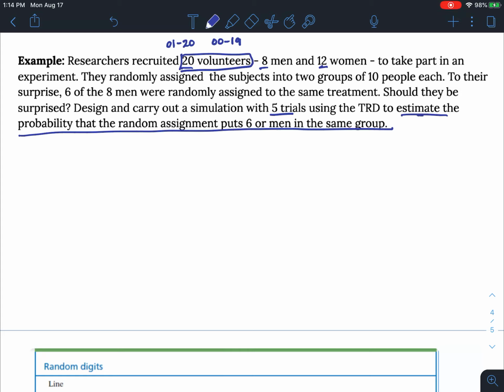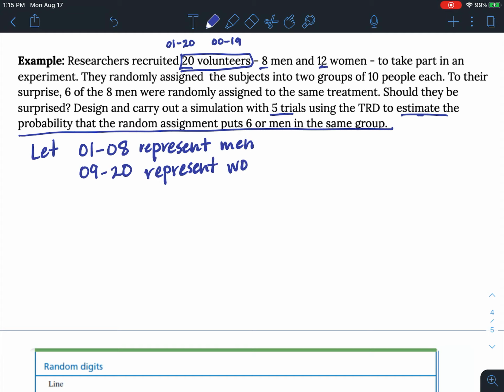Either one is fine. So I could say let 01 through 08, that's 8 digits, represent men. And I could let 09 through 20 represent women. Or if I was using 00 through 19, I would say let 00 through 07 be men, and I could say 08 through 19 be women.